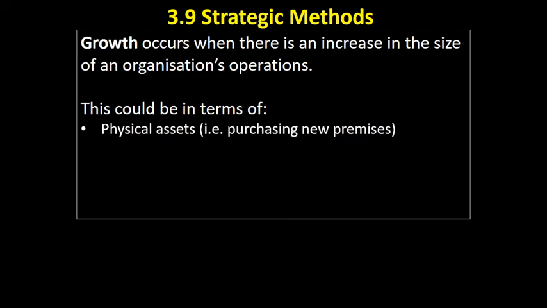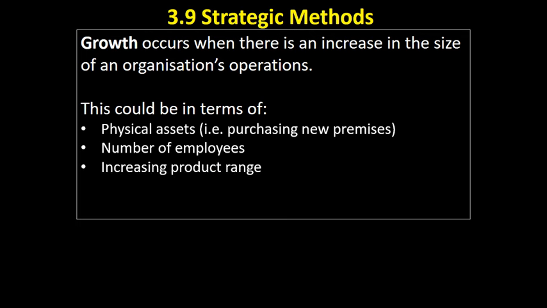Well, it could be that we increase the number of physical assets that a business has. We buy new premises, we increase the number of shops or branches or offices that a business owns. It might be that we're expanding in terms of the number of employees. We're on the same site, but we're employing far more employees. It might be that we're increasing the product range. We're growing through increasing our product range, selling hopefully to new customers.